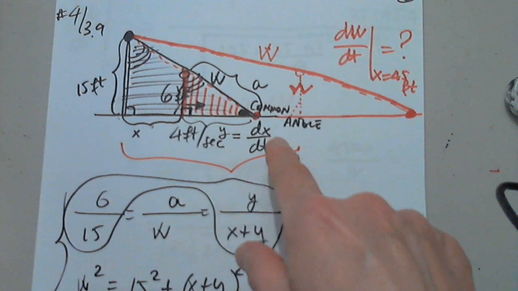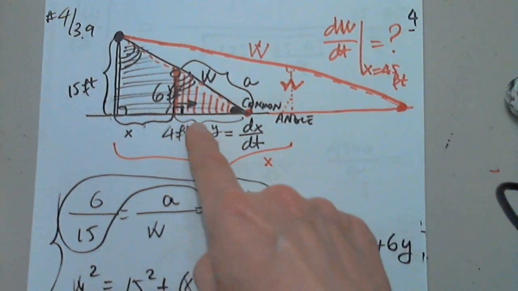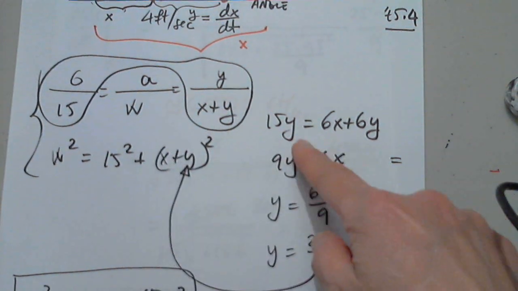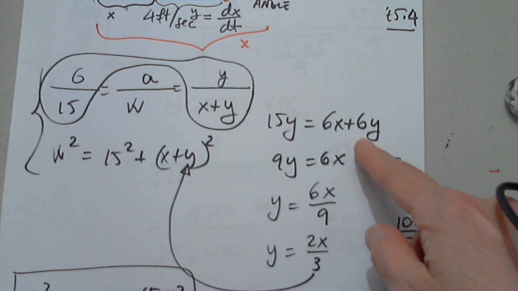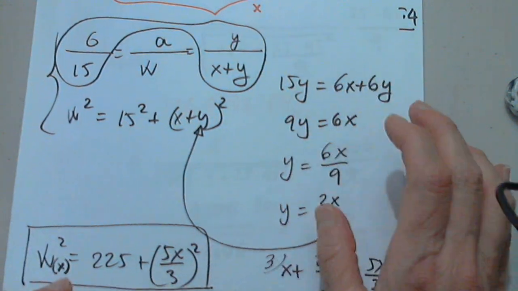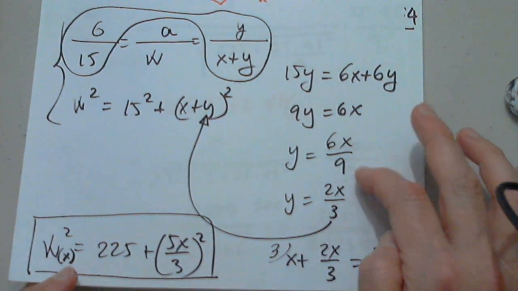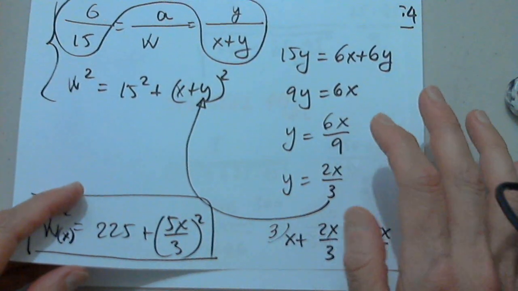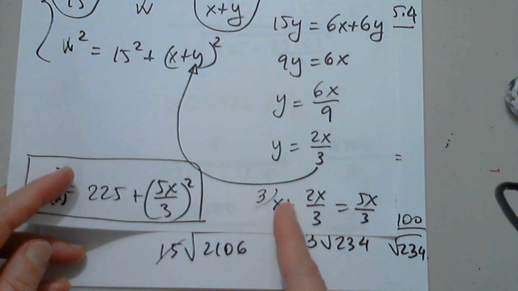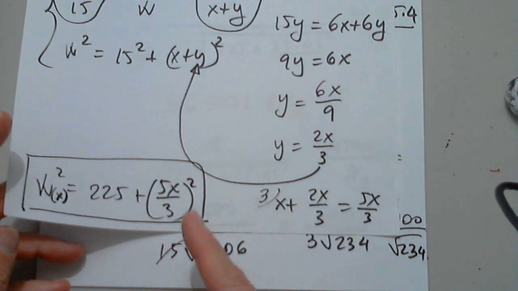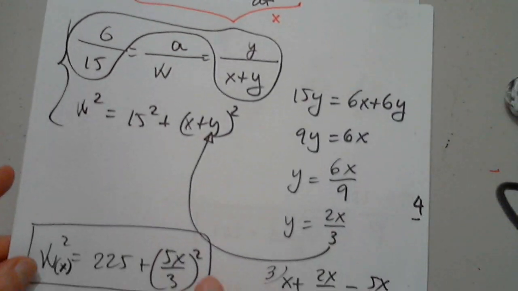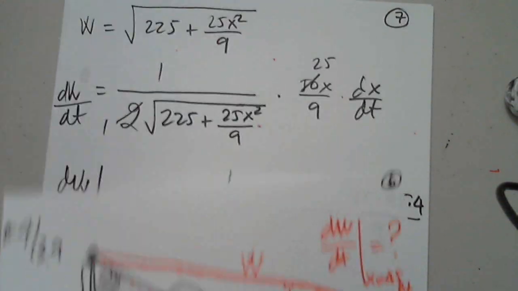So 6 over 15 and y over x plus y. That's correct. 15y, 6x plus 6y. 15 minus 6, yes, it's 9. Y is 6x over 9. Yes, that's correct. Simplify by 3. Yes, that's correct. X plus 2x over 3 is 3 plus 2, 5x over 3. Correct. Taking the square root, 25x squared over 9. That's correct.